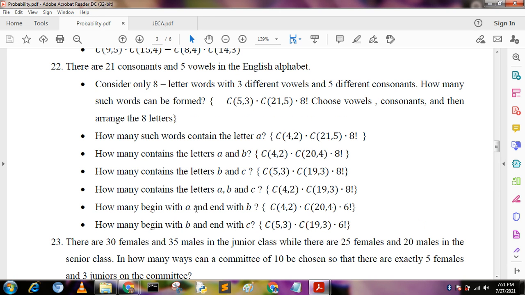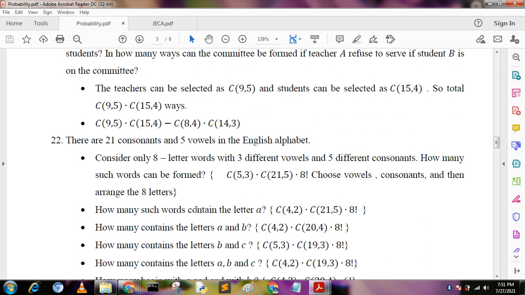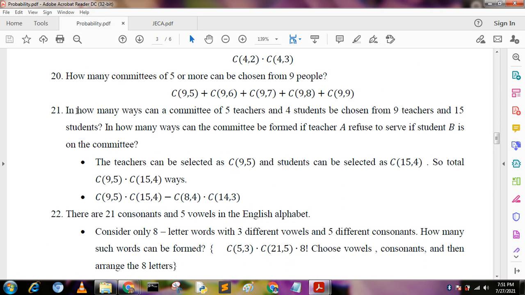Now I describe the probabilities, second part. This is the question: In how many ways can a committee of 5 teachers and 4 students be chosen from 9 teachers and 15 students? From 9 teachers we choose 5 teachers, and from 15 students we choose 4 students. So the teachers can be selected as C(9,5) and students as C(15,4). So the total number of ways becomes C(9,5) into C(15,4).